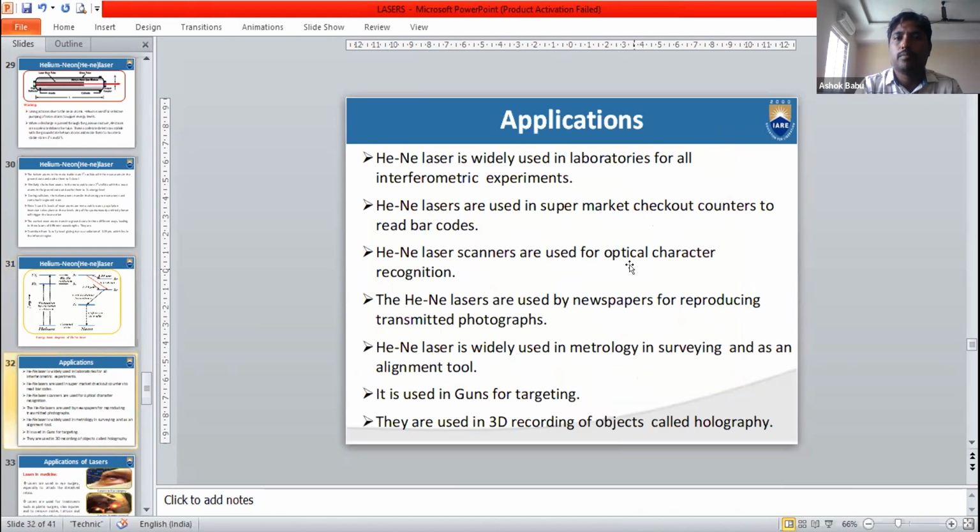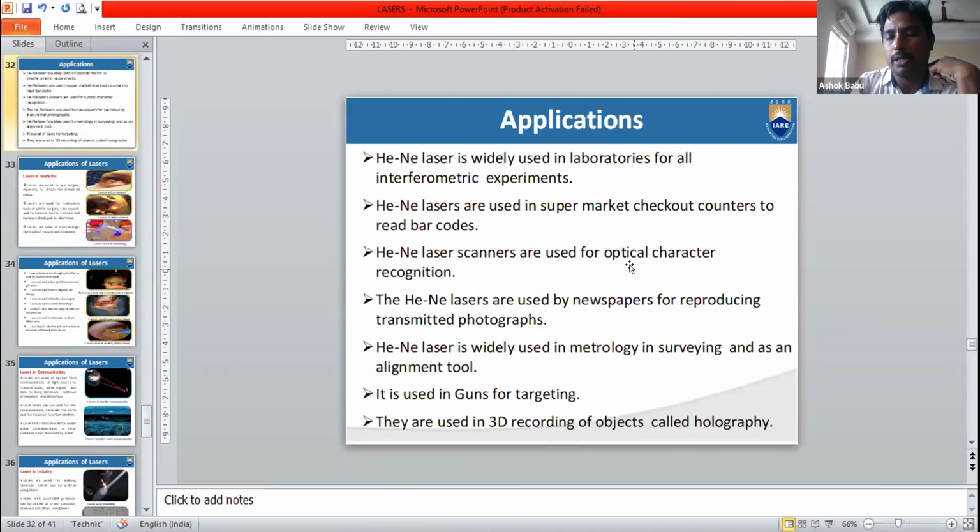Applications: it is widely used in laboratories and in supermarkets to check out the counters. Barcode checking also uses the helium-neon laser. These are some helium-neon laser applications. I am going to share this PPT after the class. All of you go with the PPT. I already shared this module 3, I think, but I am going to share this PPT again.